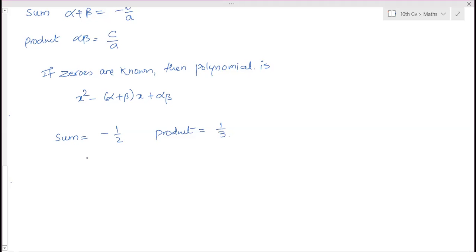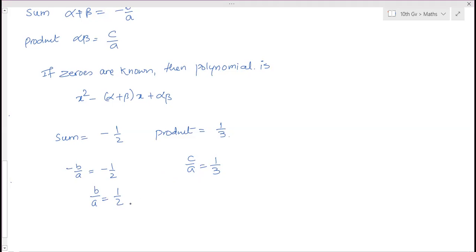Now, sum of the zeros means it is equal to minus b by a. This is equal to minus 1 by 2. So what is the value of b by a? It is 1 by 2. And the product is c by a, which is equal to 1 by 3. Now, here the denominator is a and this denominator is also a. You have to make them equal.